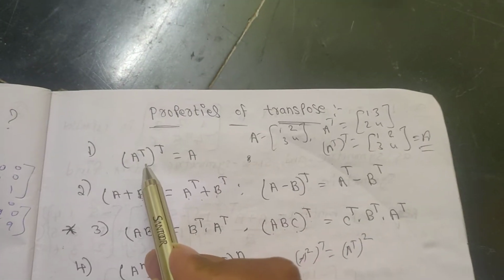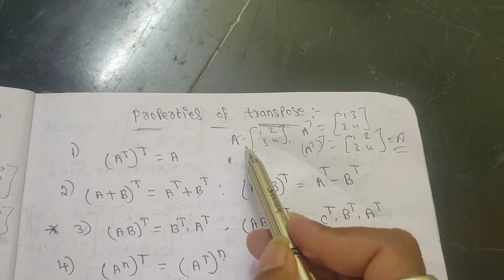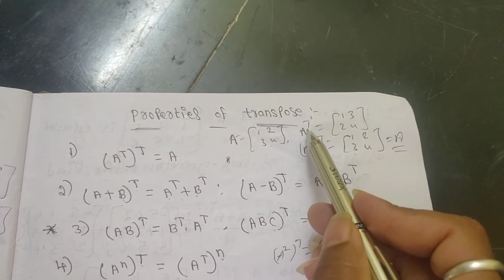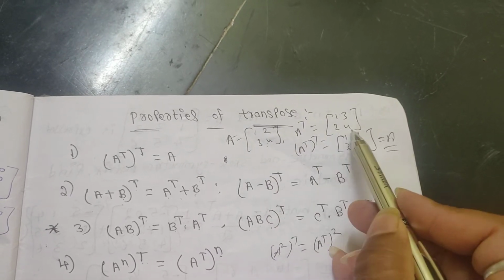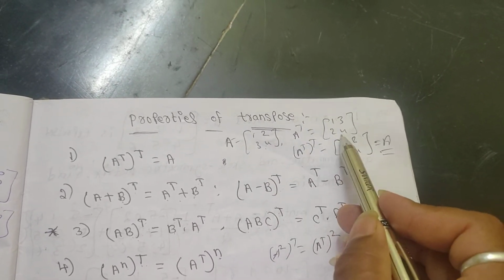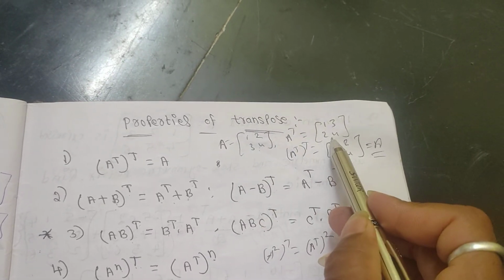So first one is A transpose whole transpose is equal to A. If you take one example, A is equal to 1, 2, 3, 4. A transpose is equal to 1, 3 written as row, 2, 4 written as second row. So 1, 3, 2, 4.